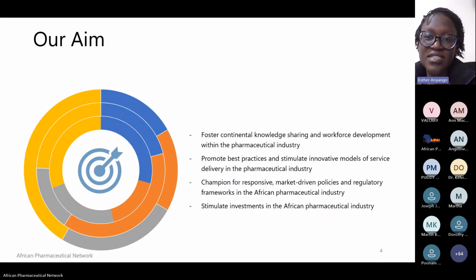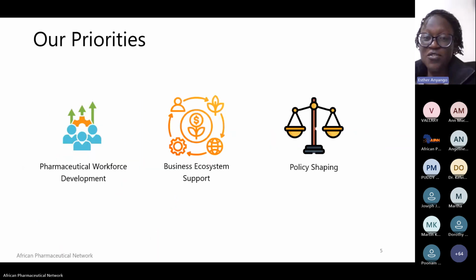So we hope that through APN, we can promote best practices and also stimulate innovative models of service, champion responsive, market-driven policies and regulatory frameworks in the African pharmaceutical industry. So once the policies are set at that level, then it's easy for implementation to happen. Then the fourth was to stimulate investments in the African pharmaceutical industry. Once all these things are done, the competitiveness of Africa is increased, then you attract investors in that way. So those are the aims of APN.